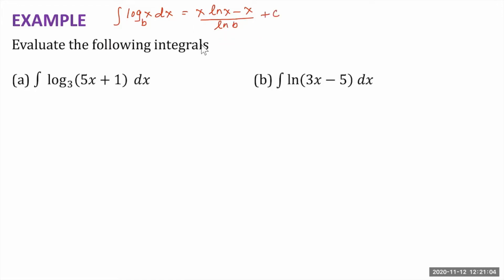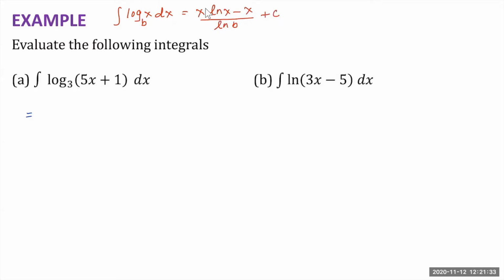That's our formula. So let's try to use that formula over here in part A. If we use that formula in part A, you can see we have the log with base 3. So our base is 3. And in place of x, our argument is 5x plus 1. So this is the composite function with the inside function as a linear function. That means after we evaluate everything, we have to divide by the derivative of the inside function.